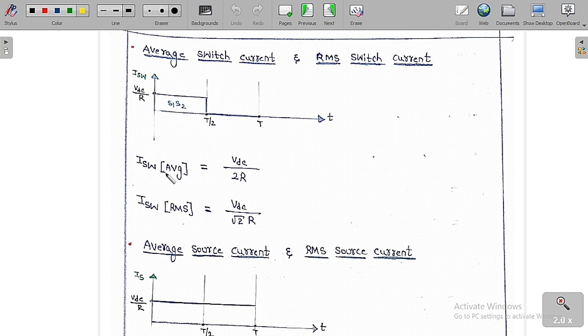I want to find the average value of switch current, which is area divided by overall time period: VDC by R into T by 2 by T, so we get VDC by 2R. Similarly, the RMS value of switch current is VDC by R into root over T by 2 by T, so we get VDC by root 2 into R. So this is the average value and the RMS value of the switch current.